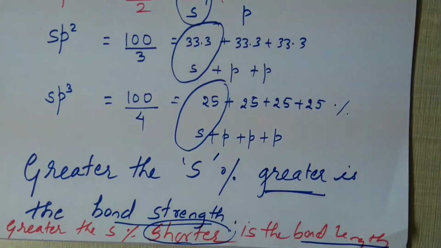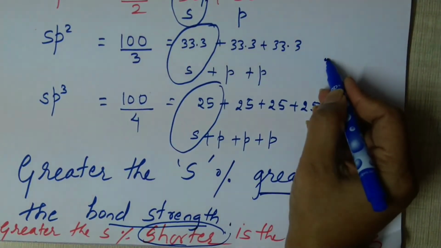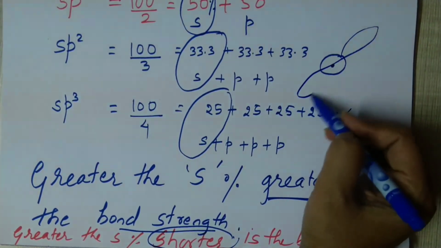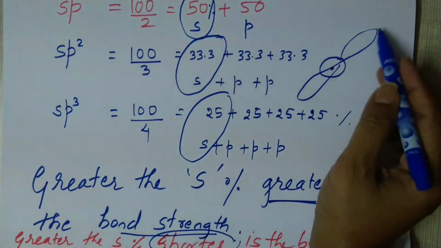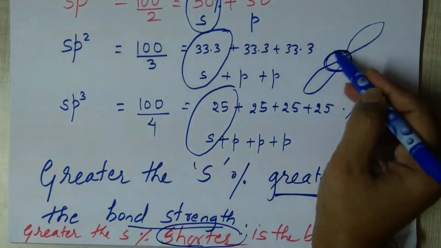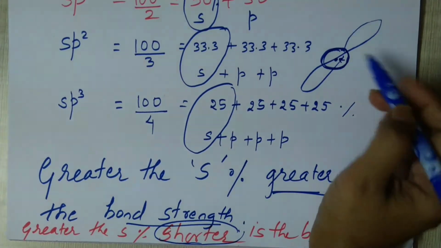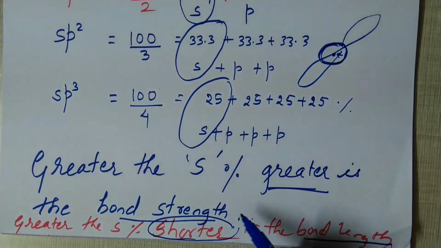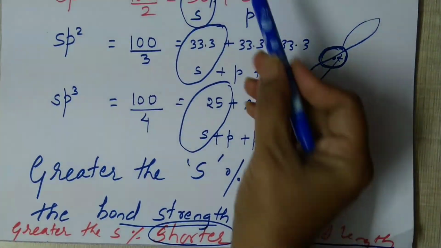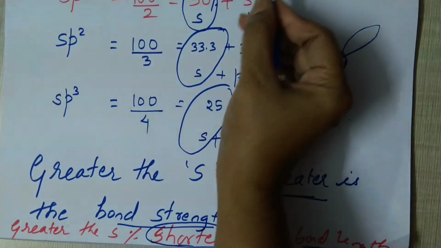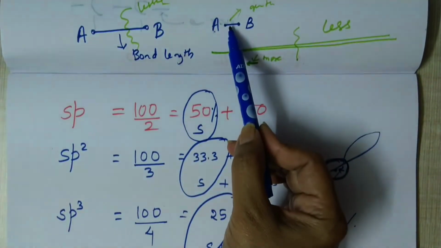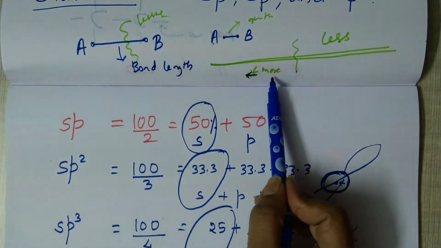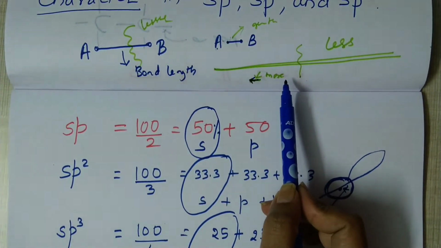Why is it so? Because S orbital is very near to the nucleus. Suppose this is the nucleus. S orbital is very near to the nucleus compared to p orbital. Here electrons will be running far away from the nucleus, whereas S orbital electrons are close to the nucleus. Therefore, bond length decreases. Greater the S character, shorter the bond, and greater is the bond strength. As I had said earlier, smaller the bond, greater is the energy required to break the bond. Which example I had taken? A short pencil, energy required to break this pencil is much higher. Okay, done.